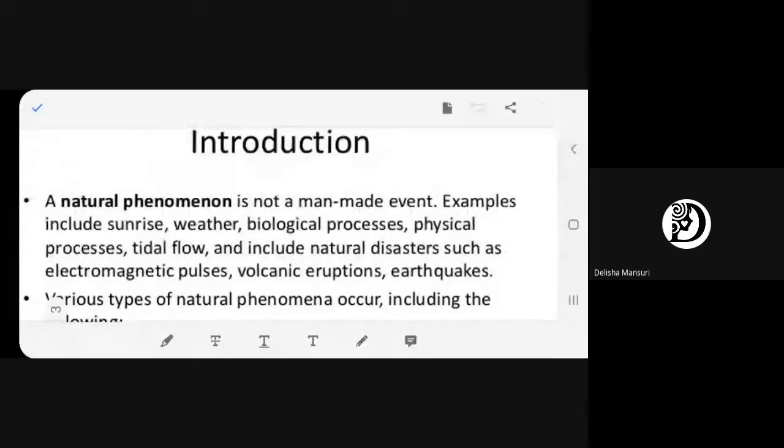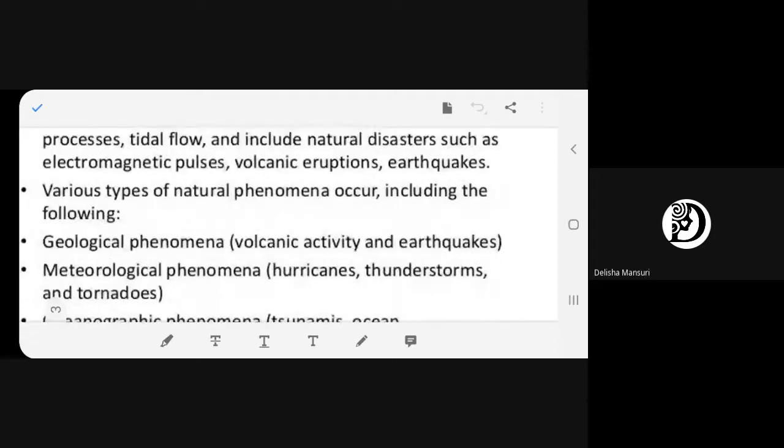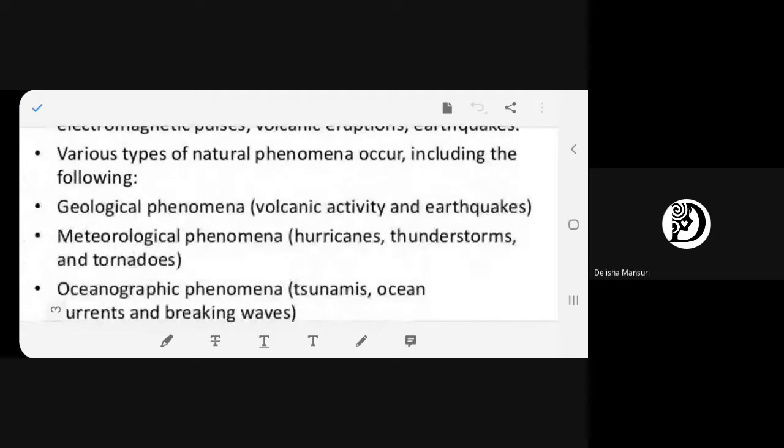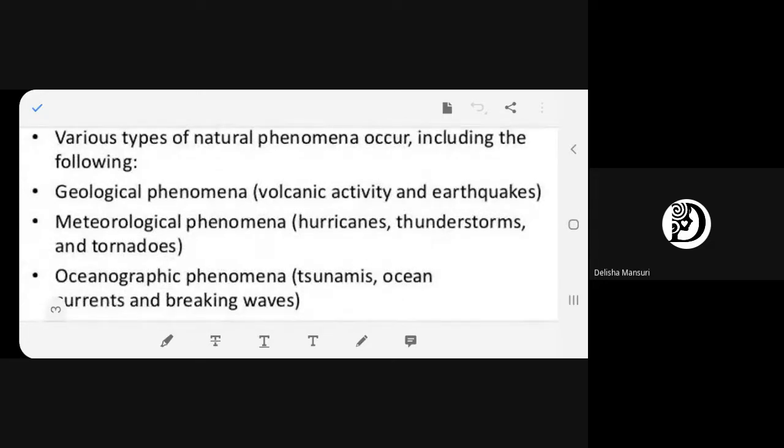A natural phenomenon is not a man-made event. Examples include sunrise, weather, biological processes, physical processes, tidal flow, and natural disasters such as electromagnetic pulses, volcanic eruptions, earthquakes. Various types of natural phenomena occur, including the following: geological phenomena, volcanic activity, and earthquakes.